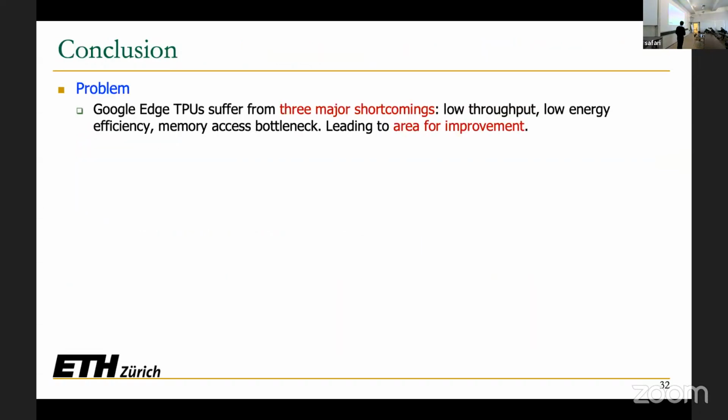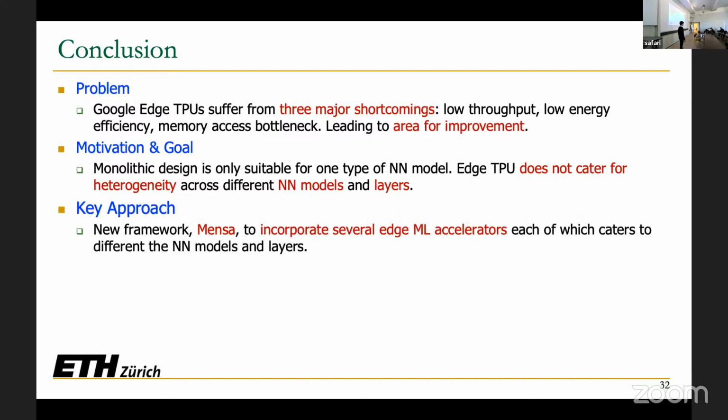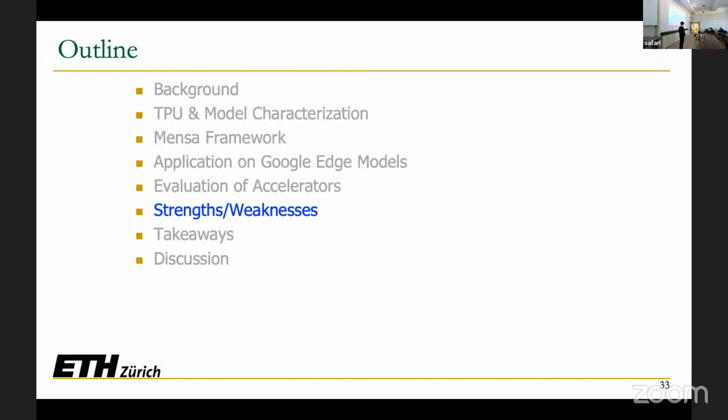In conclusion, the problem that is addressed by the paper is that Google Edge TPUs suffer from 3 major shortcomings, which are low throughput, low energy efficiency, and poor memory access utilization. The motivation of the research is that currently there's only one design, and it can cater to only a specific type of model. So the Edge TPU does not account for differences across layers and models. The key approach employed by the authors is to propose a new framework, and it incorporates several machine learning accelerators, each of which caters to different models and layers. And the results are that the energy efficiency and throughput are improved by 3 times and 3.1 times over the Edge TPU, and 2.4 and 4.3 times over the state-of-the-art accelerator.